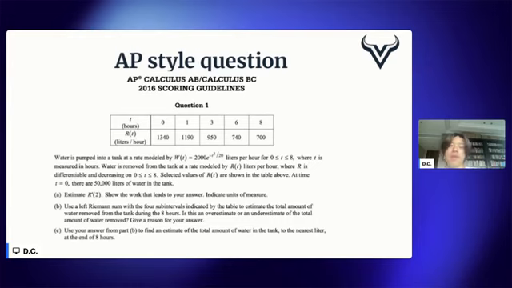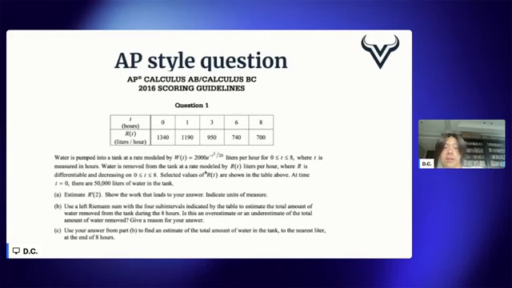Yep. And then the last thing is just some AP-style questions, which says water is pumped into a tank at a rate of W(t) equals this ugly function, liters per hour, from 0 to 8 hours, where t is measured in hours. And then water is removed from the tank at a rate of R(t) liters per hour, where R is differentiable and decreasing.